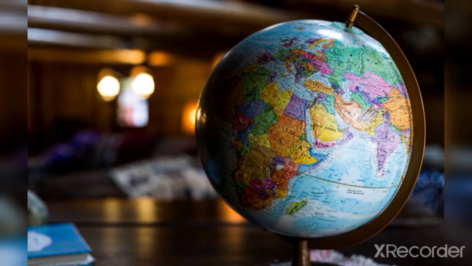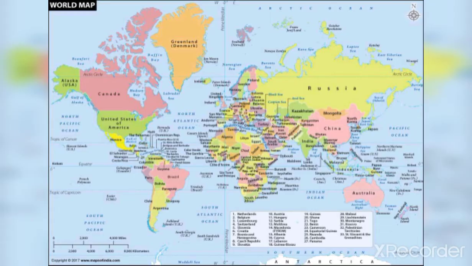Maps. A map is a representation of the earth's surface or part of it on a flat surface. What is a map, children? A map is a visual representation of an entire part of an area. The word map has been derived from the Latin word mappa, which means a napkin. In olden days, most of the maps were drawn on animal skin or cloth.